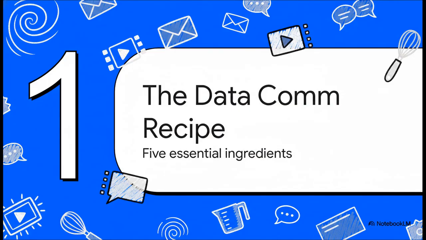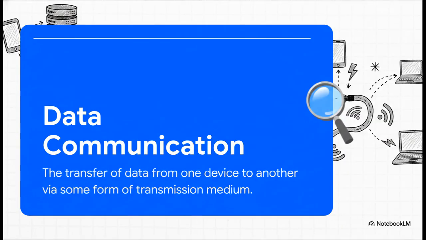The first thing you gotta understand is that every single piece of data you send, I'm talking emails, videos, texts, you name it, is made from the same 5 basic ingredients. It's like a universal recipe. So on the surface, the definition is pretty simple. It's just moving data between devices through some kind of medium. But oh man, the details are where it gets cool.